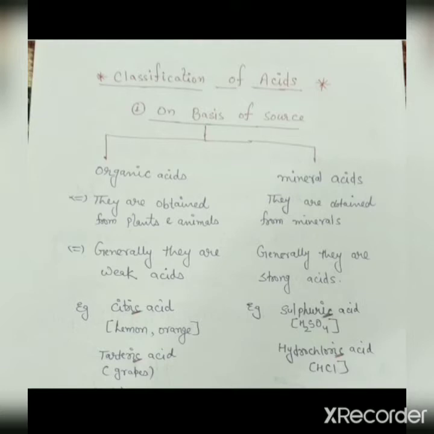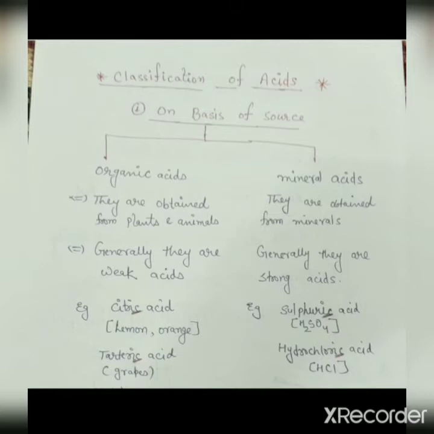Examples of the organic acids are citric acid, which is present in lemon and orange, tartaric acid, which is present in tamarind or grapes. Mineral acids are very strong acids and very corrosive in nature. Sulfuric acid, H2SO4, hydrochloric acid, HCl.